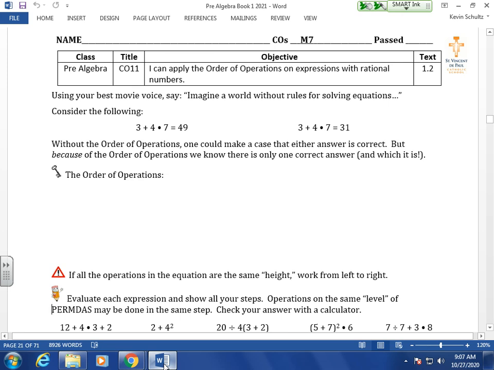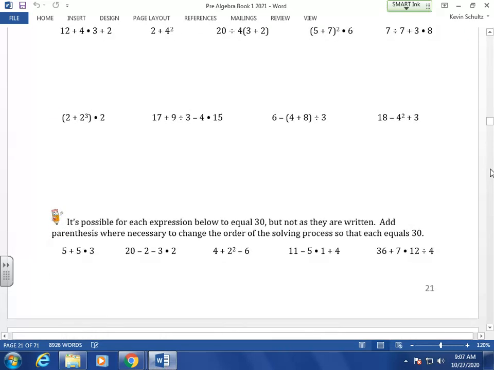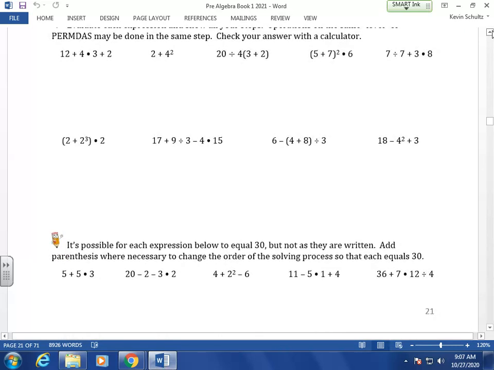Hello and good day. We are going to be correcting CO11 in pre-algebra order of operations before moving on to CO12, where we're really going to explore the E and the R of PERMDAS, exponents and roots. Some of the expressions that we had on CO11 included powers, but we didn't have any roots, and so today we're going to look at some expressions that would.